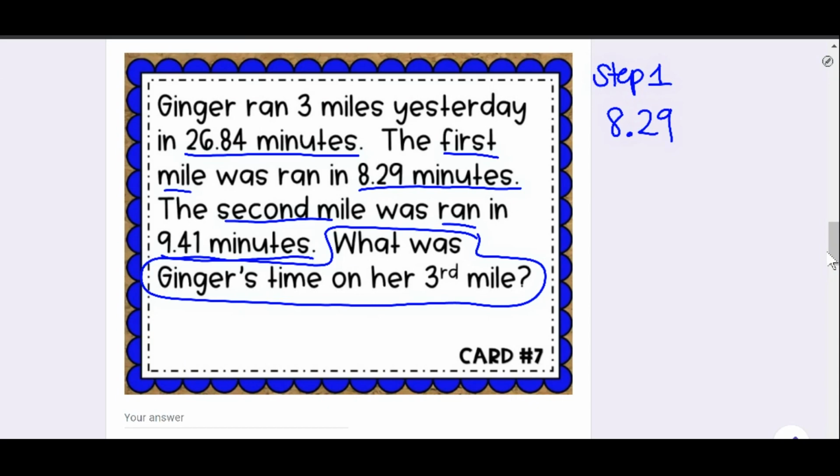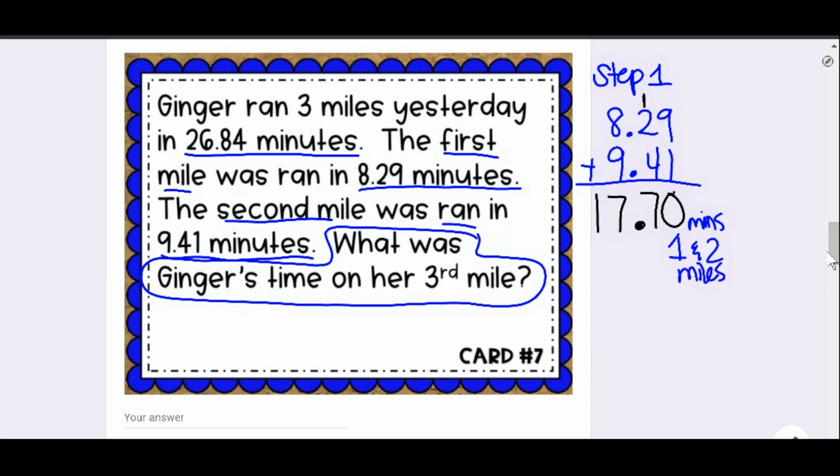8.29 minutes, and then 9.41 minutes. Remember, this is just adding, so it doesn't matter which number goes first. 9 plus 1 is 10. I'm going to regroup. 1 plus 2 is 3. 3 plus 4 is 7. Bring down my decimal point. Then I have 8 plus 9, that's 17. That's how many minutes she had total for her first and second miles. Now let's go to step 2.